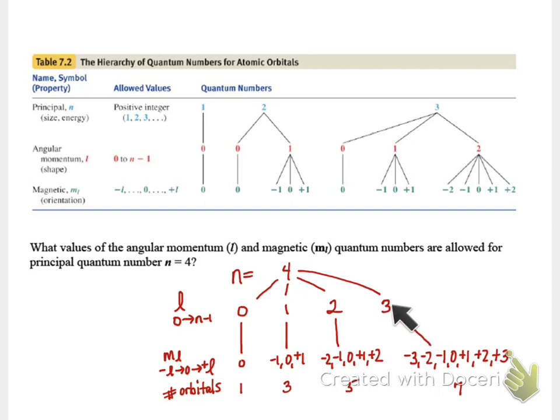L equals 3, ML is -3, -2, -1, 0, +1, +2, and +3, which means that there are 7 orbitals in this sublevel. So what I've done down here is just talk about how the ML, or the magnetic quantum number, tells you the number of orbitals that you have. And remember that orbitals are places to put electrons.